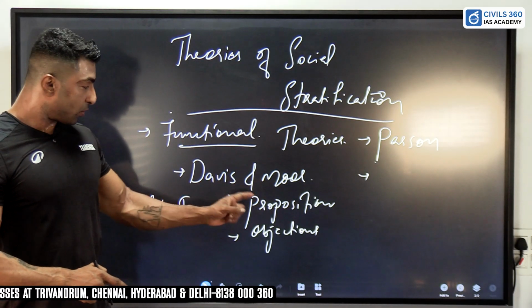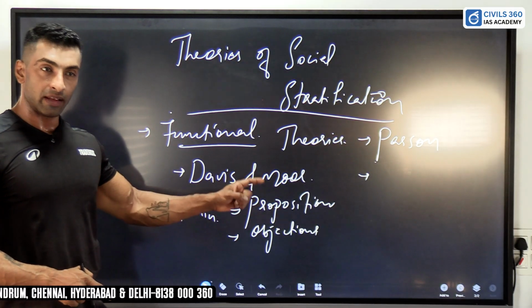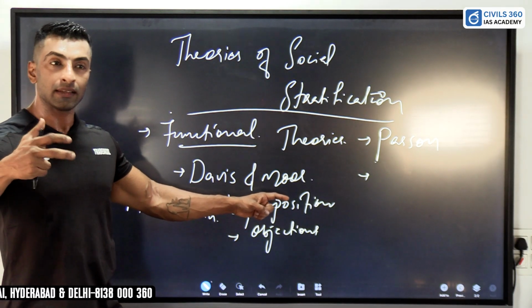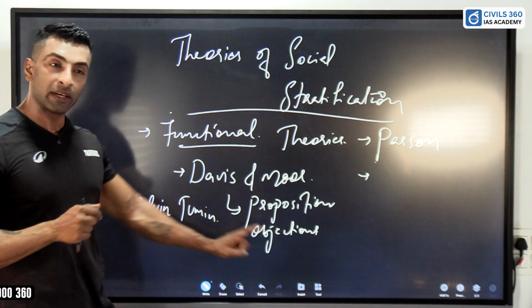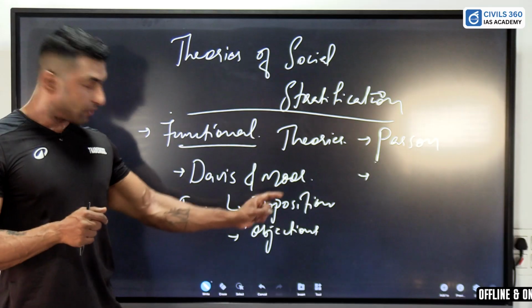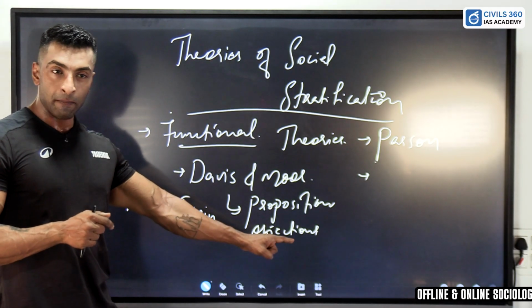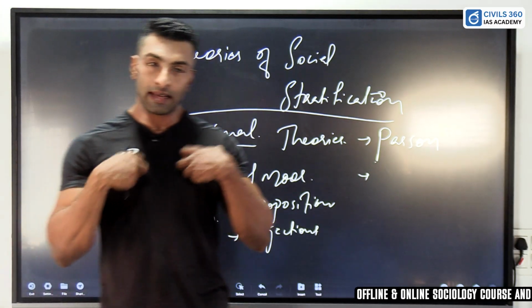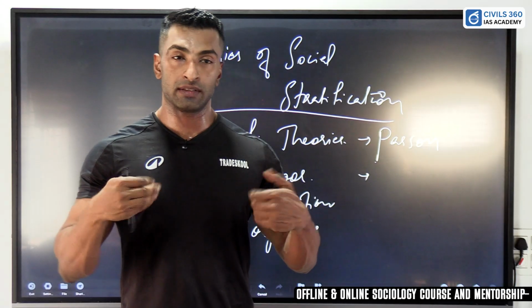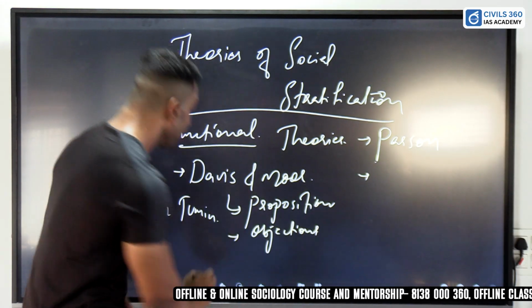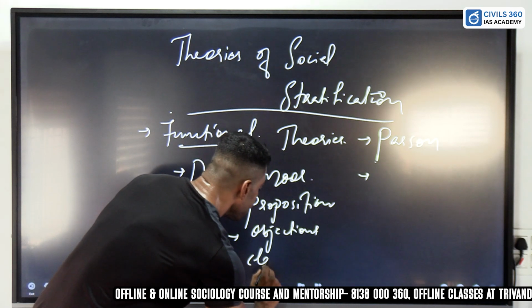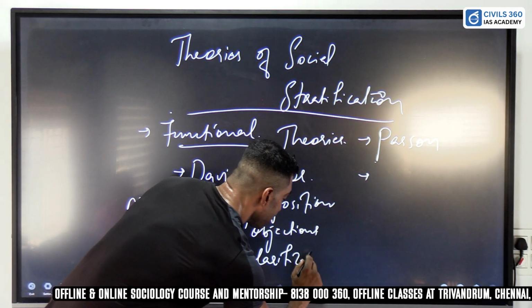So these two came and gave some proposition. That's basically the understanding on stratification. And Melvin Tumin comes and raises some objections. So we'll have to see this. So what happens? I tell something, then you raise an objection. Then what am I supposed to do? I will have to clarify that, right? So again, Davis and Moore will give some clarification.